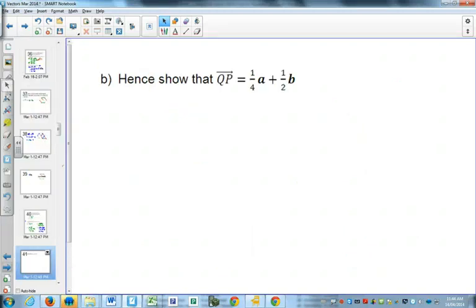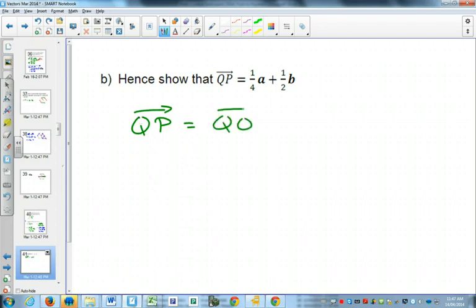Now part B, we want to show that if you went from Q to P, that it would be the same as going 1/4 A plus 1/2 B. All right. So for any point on a coordinate graph, you can find its position vector, and it becomes very powerful because once you have a position vector, you can find any other vector from any point to any point by just using the position vectors. We can go from Q back to the origin, and then go from the origin to P. And QO will just be negative of what we found before, which was B minus 3/4 A.